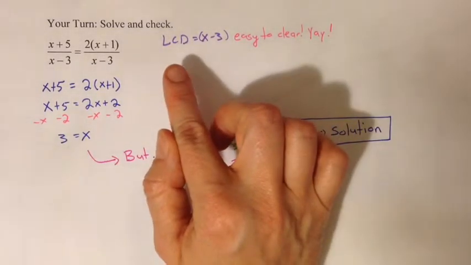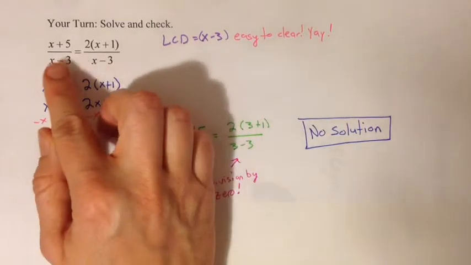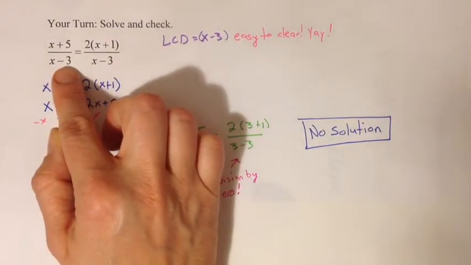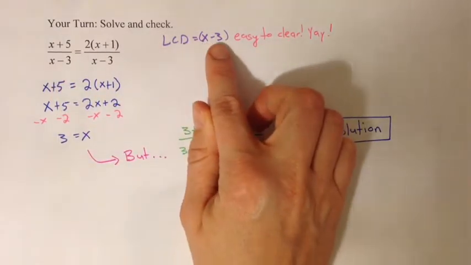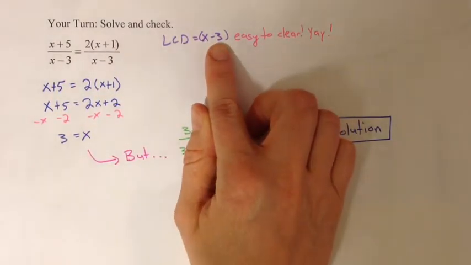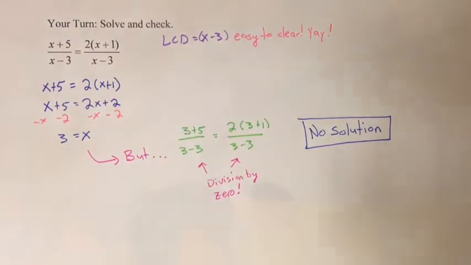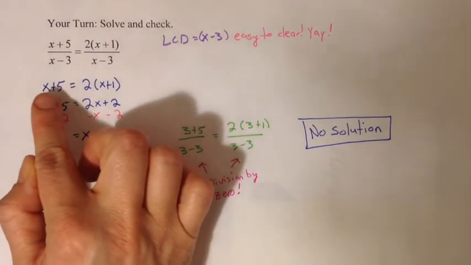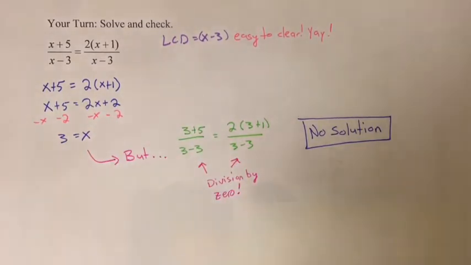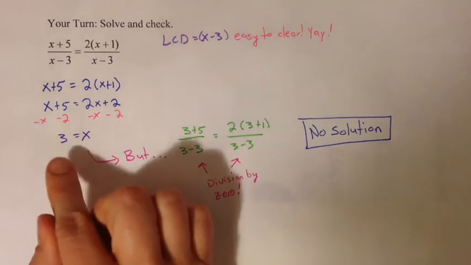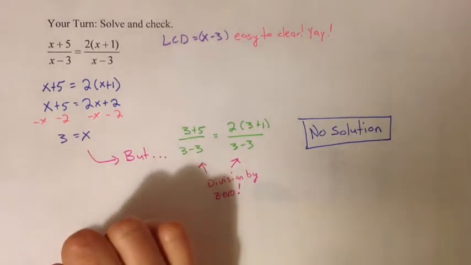My first step is always to find the least common denominator. This time my two denominators are already pretty factored, and my least common denominator is pretty easy to find since it's just x minus 3. It's also pretty easy to clear since both fractions already have the same denominator. I can essentially just set their two numerators equal. Now I have x plus 5 equals 2 times x plus 1. I distributed the 2, pushed some things around to get x equals 3.